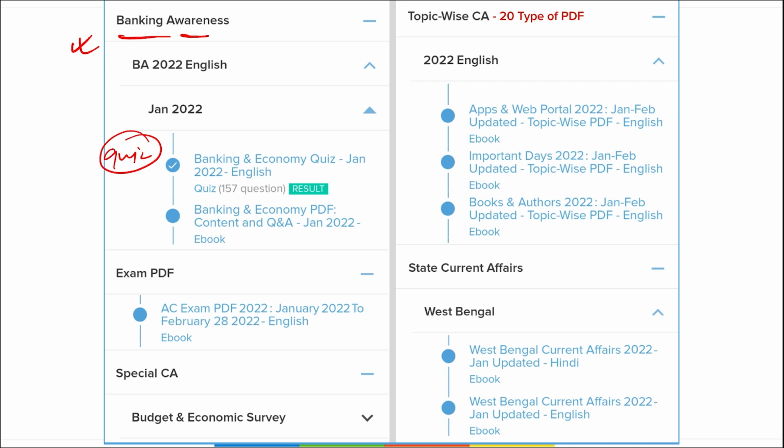Apart from this, if you see topic wise, for example, there are multiple questions that are related to obituary, important days, who won which event, who was awarded which award. So all these topics that are related to your GS or GK, such as apps and web portals, important days, your books and authors, the new applications that were launched, new government schemes that were launched by the government, or your international affairs or your national affairs.